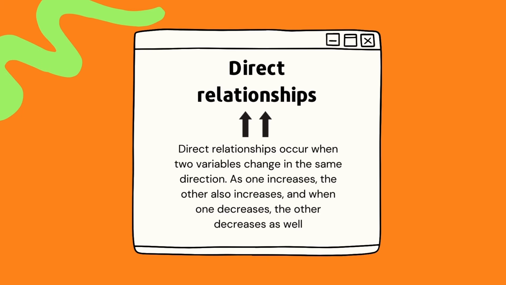So we've talked about inverse relationships already. Now let's discuss direct relationships. Now when two things are directly related, it means that as one increases, the other one also increases. And as one decreases, the other one decreases as well. In other words, there is a linear relationship between the two variables, where changes in one directly result in corresponding changes in the other.